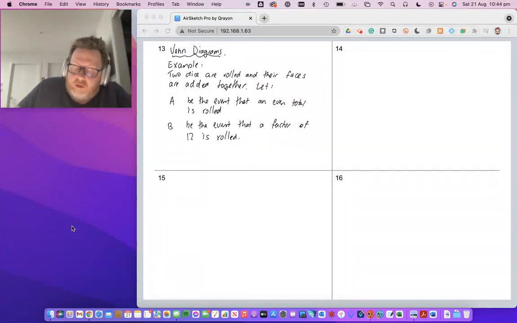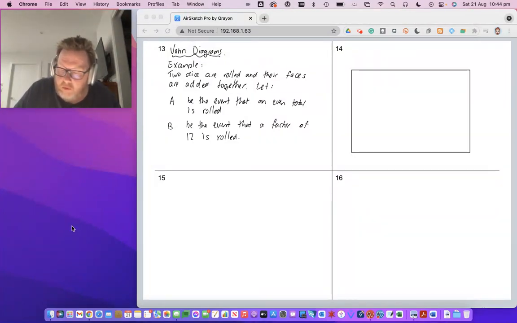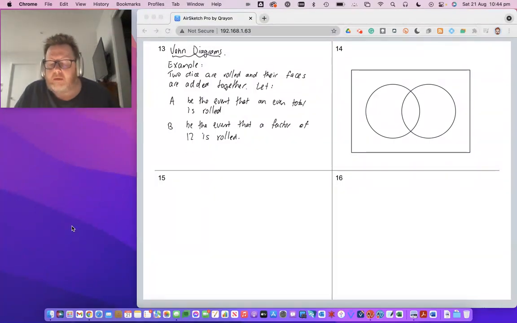So I'm going to start by constructing my Venn diagram. All Venn diagrams should be contained within a box like so. And then we use circles to represent the sets of outcomes for an event. So that's where it's basically the same, but there are different ways you can represent the numbers in the sample space.